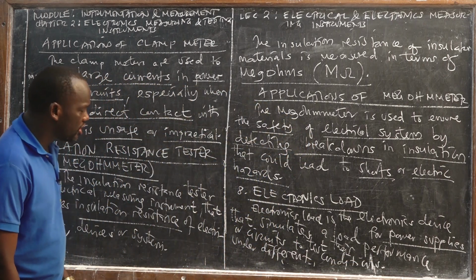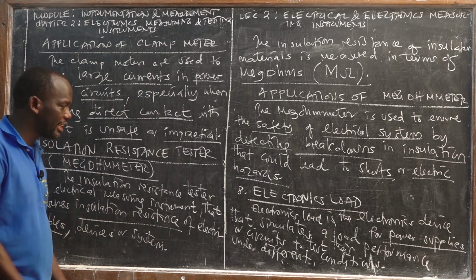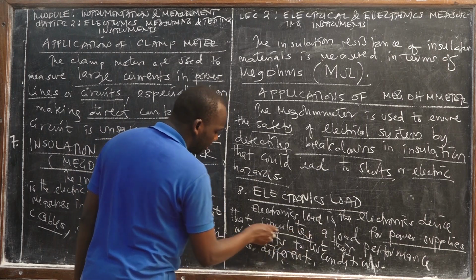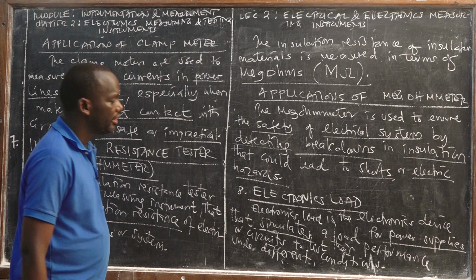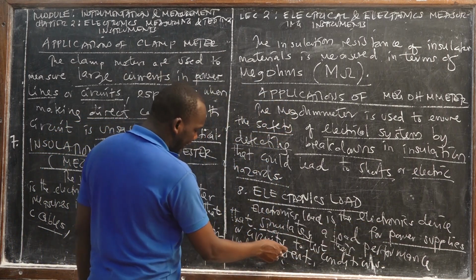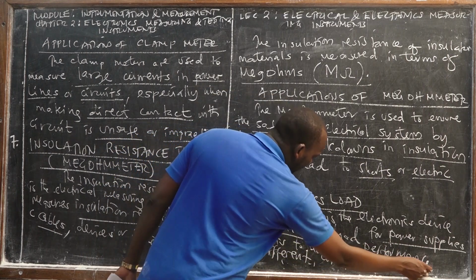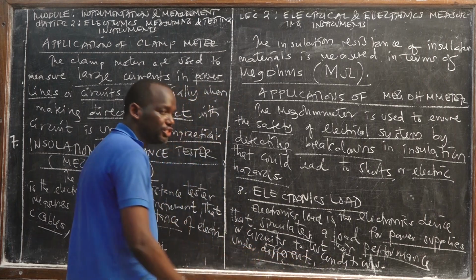So electronic load, stop writing. This is the electronics device that is used to simulate. Say simulate. A load for power supplies or circuits to test their performance under different conditions.